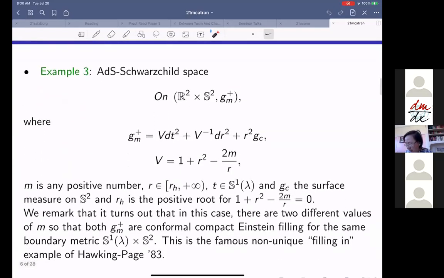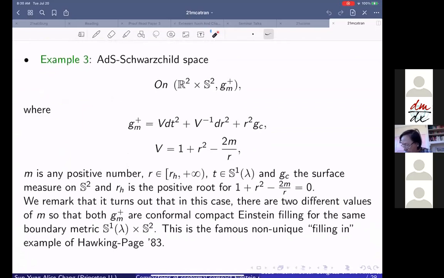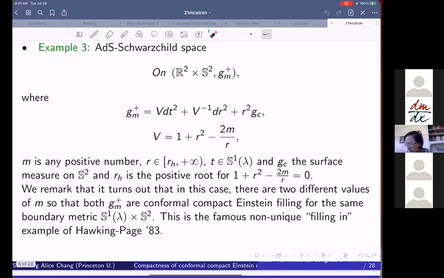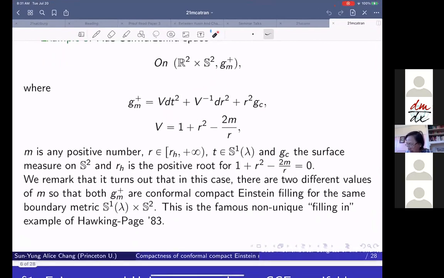So a hyperbolic Poincaré metric with the sphere as conformal infinity is really the model case we have in mind. There are many other famous examples in this topic. I will not go into detail, but the Schwarzschild space is an example. In this case the space is R squared times S squared, and we have this Poincaré-Einstein metric g_m plus, defined by dt, dr, and g_C, where g_C is the metric on S2, and dt, dr are the coordinates on R squared, the spherical coordinates. Here V is a potential function, 1 plus r squared minus 2m over r. I will not go into detail here. This m is really the mass of the space.